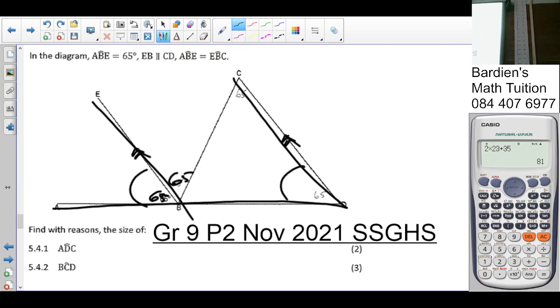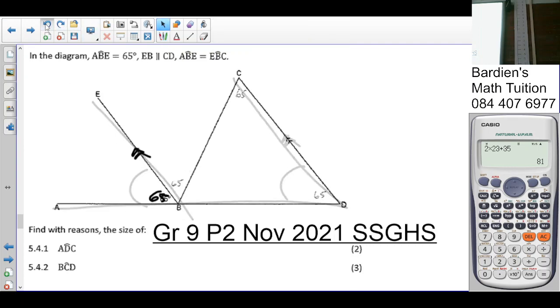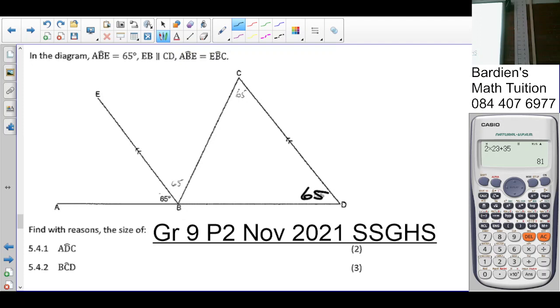The question says, find with reason the size of ADC. ADC. So you see that's already 65, corresponding angle. Can you see that? So let's write that down. So we say that this is 65 degrees. We're going to just say the angle D. And why is it 65? Corresponding angles with CD being parallel to EB. Do I have to state that? Yes. If we leave that parallel lines out, you're going to lose marks.